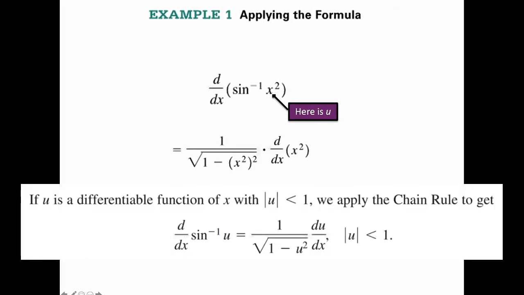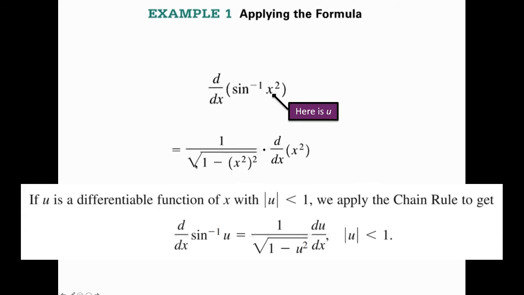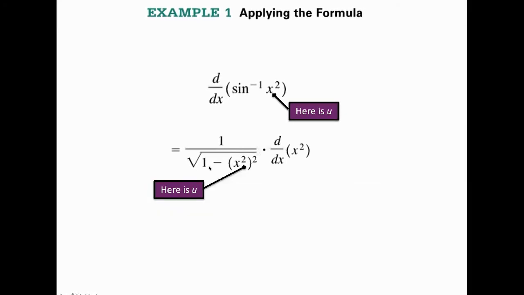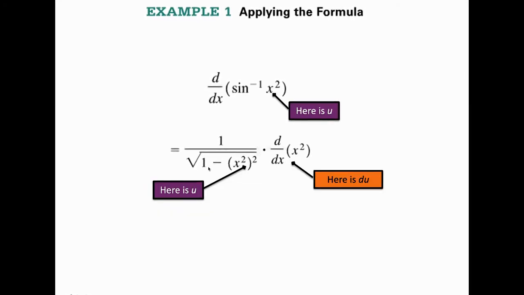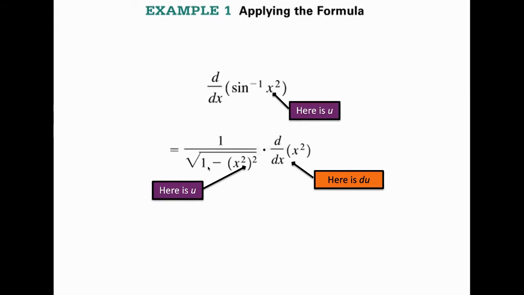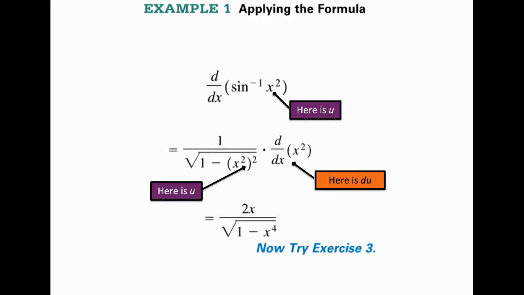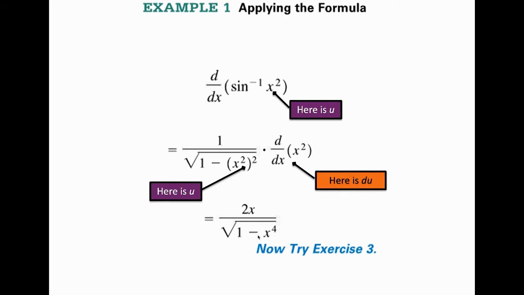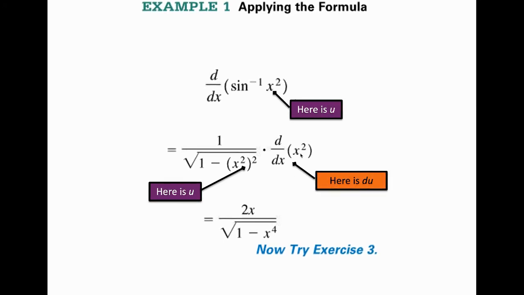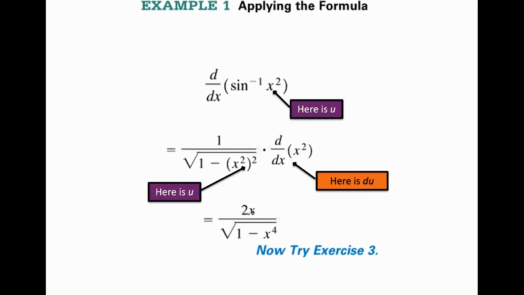Next, what I'm going to do is plug it into my formula. So remember, the derivative of arcsine is 1 over the radical of 1 minus u squared. See, there's the u times du dx. So there's the du, showing the derivative of x squared. Okay, now from here you just simplify. Well, x squared squared is just x to the 4th power. And the derivative of x squared is just 2x. And there it is right there.